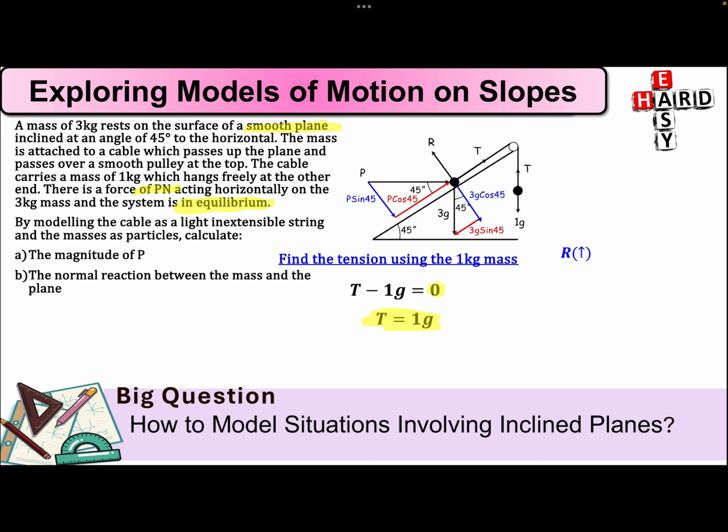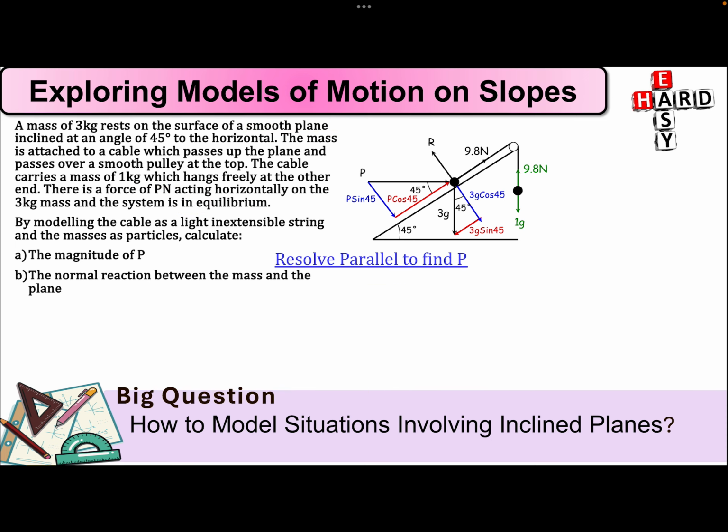So once we have the tension, we can look and resolve. We are updating our diagram. That tension is 9.8, and we can resolve parallel to the inclined plane, because we want to work out the magnitude of our force P. So if we resolve parallel to the inclined plane, make sure you take a positive direction. We start with a force going in that direction.